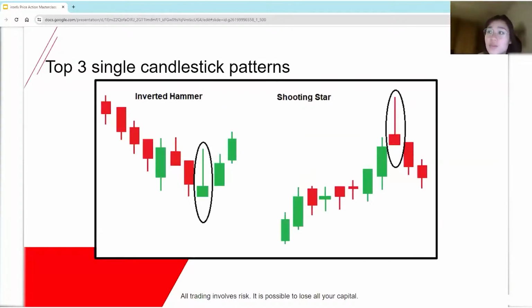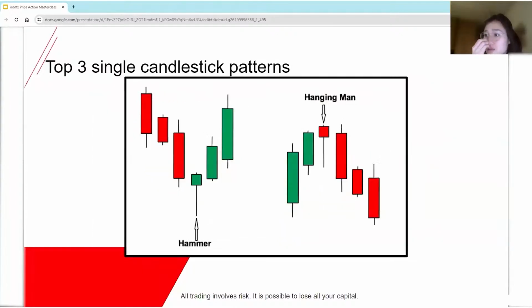Okay. Secondly, we have the inverted hammer and the shooting star. Again, these are just the opposite of each other. You can see the difference in the shapes. So the upper wick would be a lot smaller on a bullish candlestick, or a hammer, and your lower wick would be a lot longer, whereas for your hanging man, we're looking at a bearish candlestick, but looking at the same shape. So again, this is a bullish candlestick, this is a bearish candlestick.